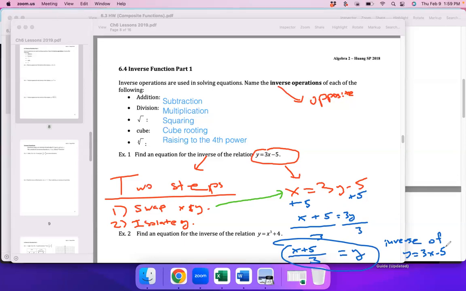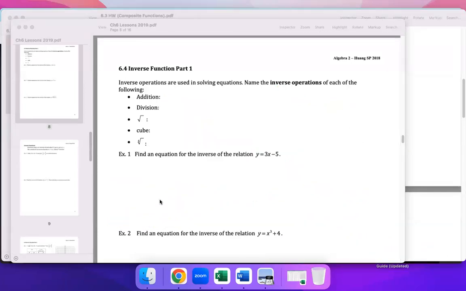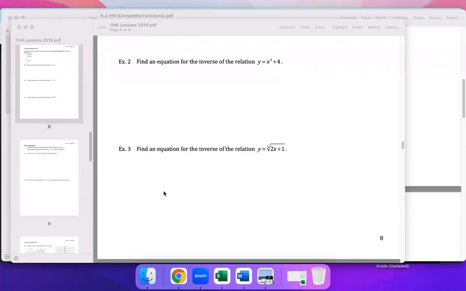But sometimes they get a little more complicated, like in number 2. Let's move on to number 2, and then we'll do number 3 after that. All right, so you switch X and Y.